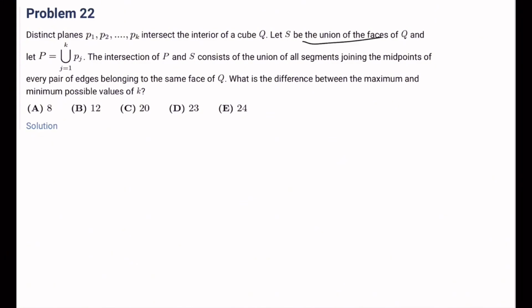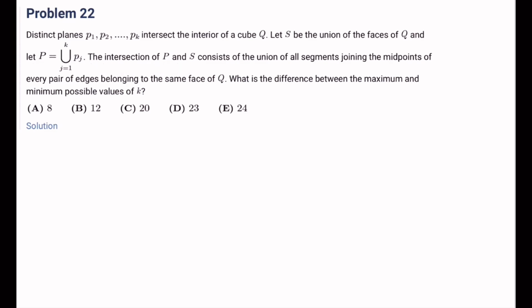Okay, so these kinds of terms are very confusing, so let me tell you what these are. This basically means that you take the union of every PJ where J is equal to 1 to K, right? So this is basically just P1 union P2 union P3 union P4 union all the way to PK, right? But then in this context, this basically means that S is just going to be all the faces of Q, and that's going to be all the planes that intersect this S, right?